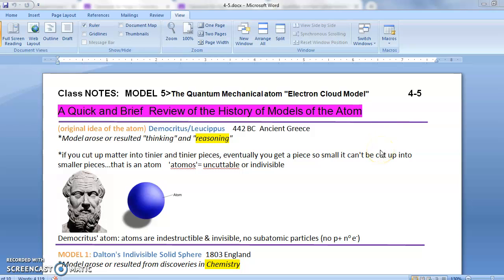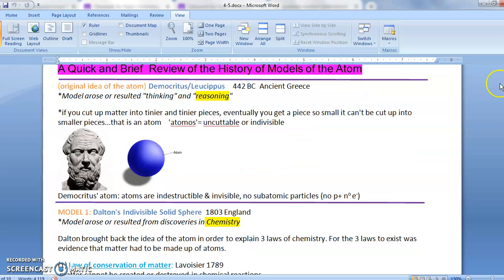And maybe one of the best ways of doing that is taking a quick look at the models of the atom throughout time. The original idea of the atom came from Democritus and Leucippus, ancient Greece, somewhere around 442 BC. That is going back well over 2,500 years. And this model, the idea that there is an atom, was just really a notion that came out of discussions about what makes up things.